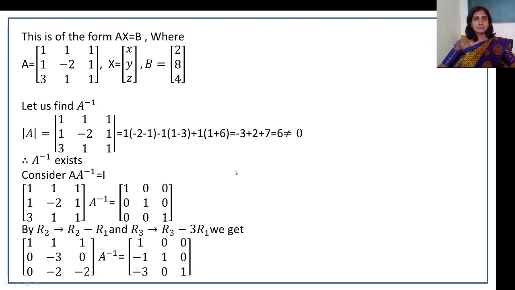Then this is of the form Ax is equal to B. So A is this, X and B. Now we have to find the A inverse. For this we find the determinant of A. After expanding, its value is 6, which is not equal to 0. So its inverse exists. Now consider A into A inverse is equal to I. So write the matrix A into A inverse, which is equal to I.